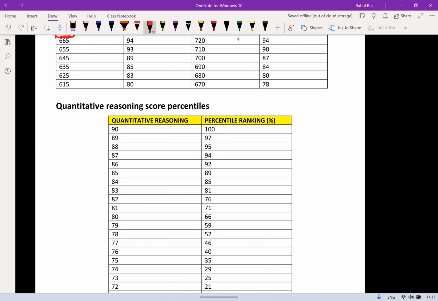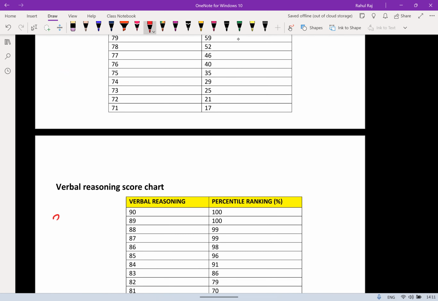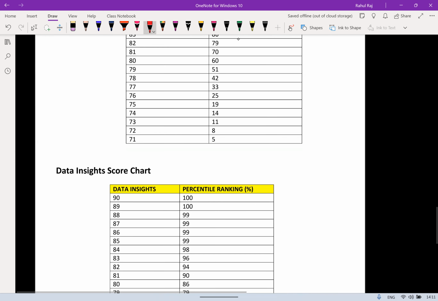Right now, you get a score out of 90. Before, in quant, you would have a scale scoring out of 51, and in verbal, you had a scale scoring out of 51. Now you have a scale scoring of 90 in quant, 90 in verbal, and 90 in DI.